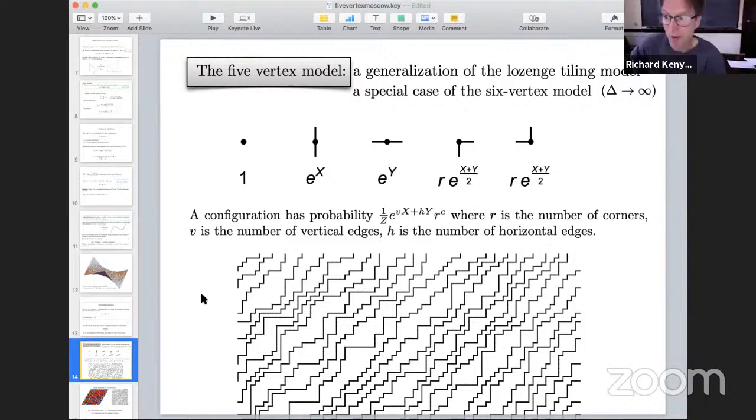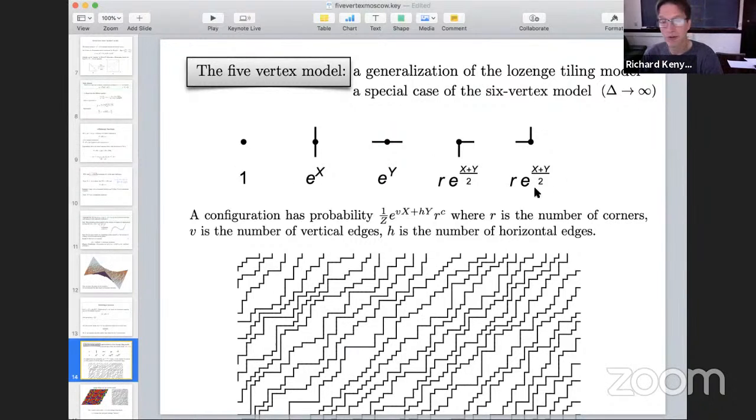Okay, so five vertex model. You may all be familiar with the six vertex model. The five vertex model is a special case of the six vertex model where there's only five allowed vertices, right? So it's a model of edge configurations on Z2, just like you see here. It's a non-intersecting lattice path model where the paths go north and east and they don't intersect each other. So this is a typical configuration here. Locally, at each vertex, you see either no edges or two vertical edges or two horizontal edges or the corners, the north to east or the east to north.